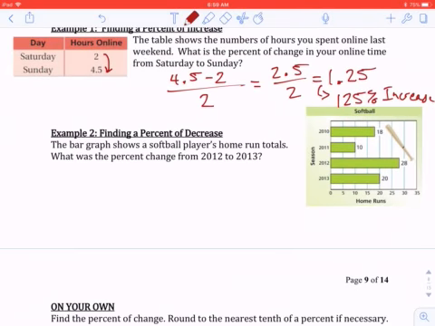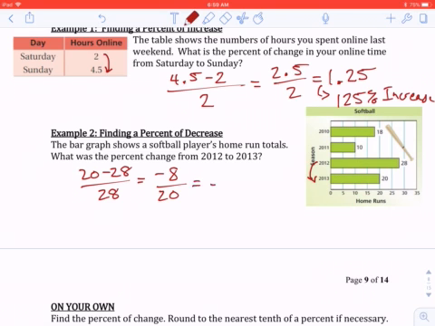So example 2 here, we have the bar graph that shows softball players' home run totals. Find the percent change from 2012 to 2013. Again, 2012 is now going to be our original value. In 2013, we ended up with 20, so we have 20 minus 28 over the original total in 2012 of 28. With these values, you can automatically see that we're going to end up with a negative difference in our numerator. So we have negative 8 divided by 28.